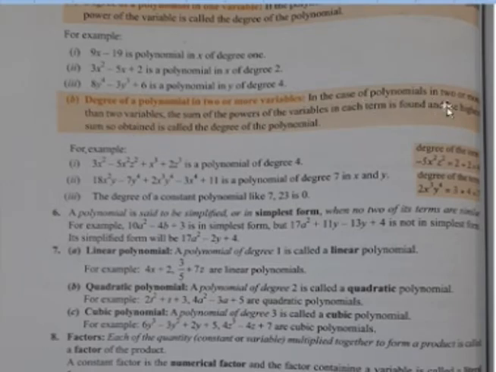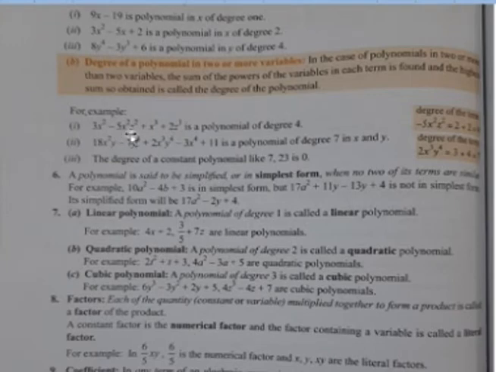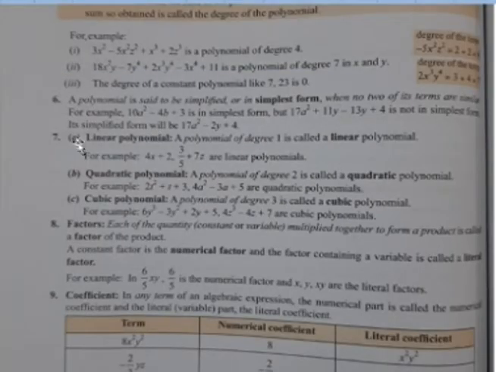Degree of a polynomial in two or more variables. In the case of polynomials in two or more than two variables, the sum of the powers of the variables in each term is found and the highest sum so obtained is called the degree of the polynomial. So here the power of x is 2 and the power of z is 2. Add these two powers, 2 plus 2, 4. Here it is 3, here it is 3. So the degree is 4. In this way, we get here 2 plus 1, 3, and 4. Here the power of x is 3, the power of y is 4, 4 plus 3, 7. So the degree is 7. Polynomials where the degree of a polynomial is 1, like in this equation, 4x plus 2. So the power of x is 1.